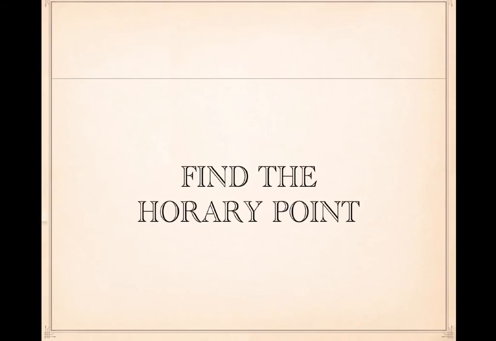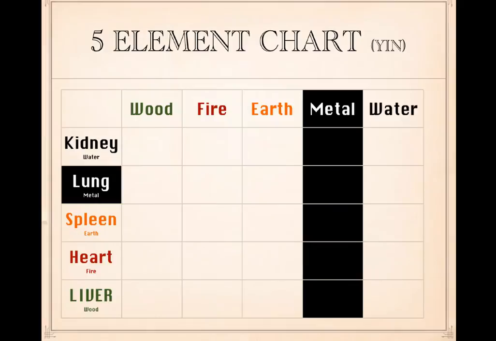All right, so the first thing we need to do is find the Harari point. Okay, here's our 5-element chart. Remember the definition for the Harari point? It's the position on the chart where the element of the channel and the element of the point are the same or match, right? So in the case for kidneys, again, it's a water channel. We want the water point. The water point is 10.